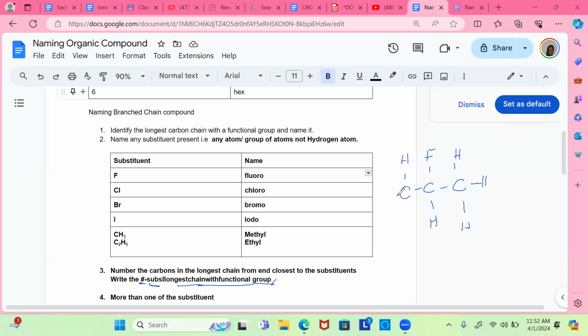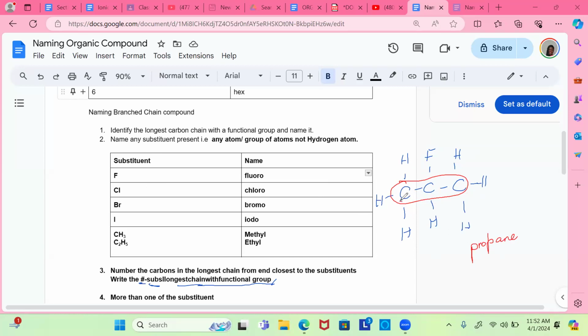So here we have a molecule. What's the functional group? Carbon single bond. And the name of the longest carbon chain with the functional group would be? Prop... what? So this is called propane. Propane. Clear? So we're going to examine the carbons and see if there's anything other than hydrogen attached.